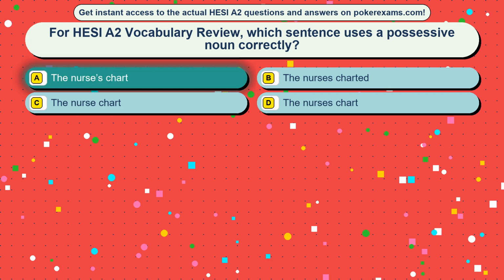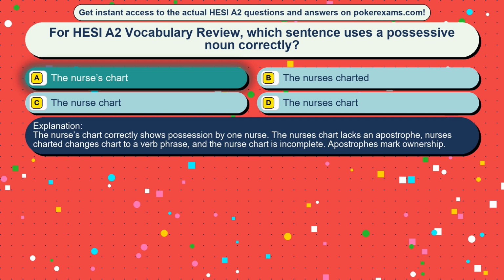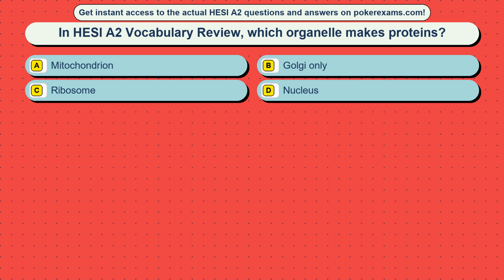The correct answer is option A, the nurse's chart. The nurse's chart correctly shows possession by one nurse. The nurse chart lacks an apostrophe. Nurses charted changes chart to a verb phrase, and the nurse chart is incomplete. Apostrophes mark ownership.